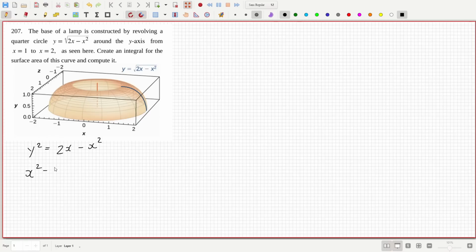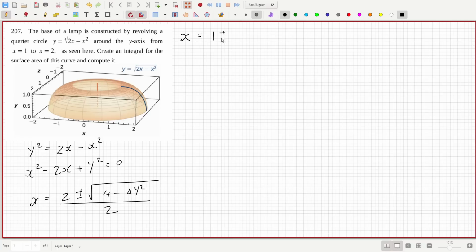Okay, x squared minus 2x plus y squared equals 0. That's x minus y squared is x squared. No, it's not, minus 2xy. Don't really want that then. x equals minus b plus or minus the square root of b squared minus 4ac all over 2a. x equals 1 plus or minus root 1 minus y squared.